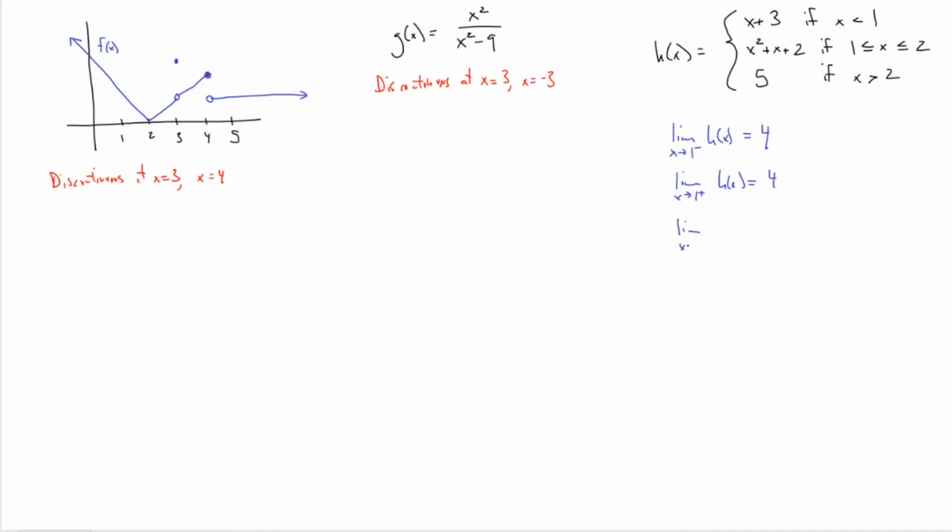And that tells us that the two-sided limit, the limit as x approaches 1 of h of x, is also equal to 4.